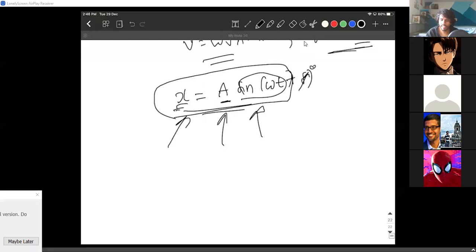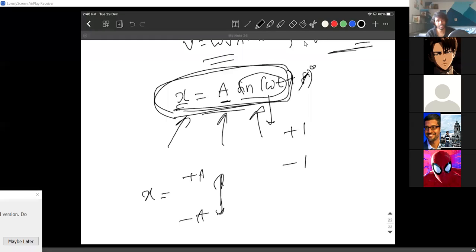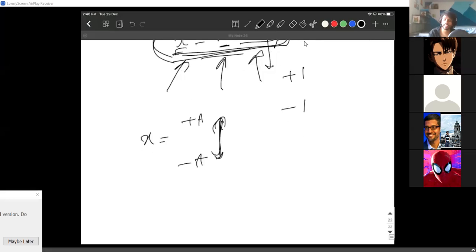We all know the value of sine varies from plus 1 to minus 1. So this equation is clearly saying that the value of x will go to plus a and minus a. It will vary in between these 2 points only. That's what we know already, right? The value of x varies from plus a to minus a, and according to the time we are talking about, yes, now we can find the time also.